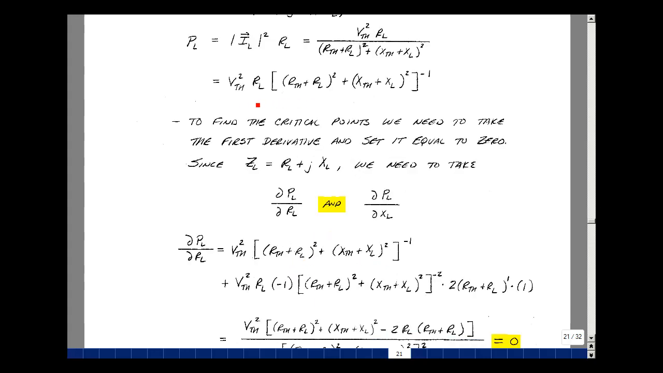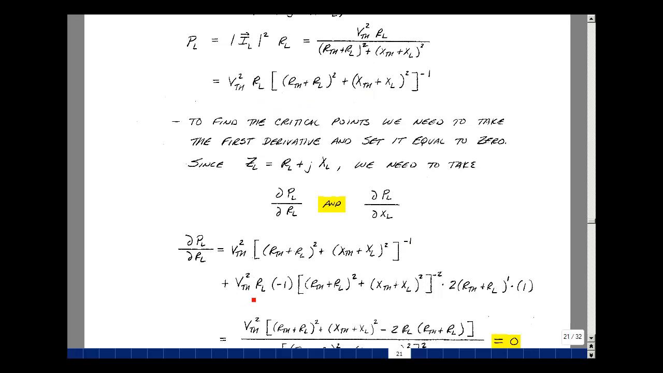I've written this as a product of terms. You can use the product rule in taking the derivative and also the chain rule. So let's see how to do that. We'll take the derivative with respect to R sub L. I have a product of two things here: this is R sub L and this is R sub L. So the derivative with respect to R sub L is the derivative of the first factor, which is just equal to 1, times V Thevenin squared times the remainder raised to the minus 1 power. Then we have to take the derivative of the second quantity.